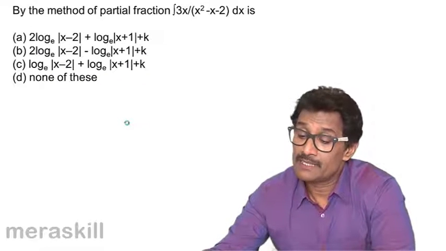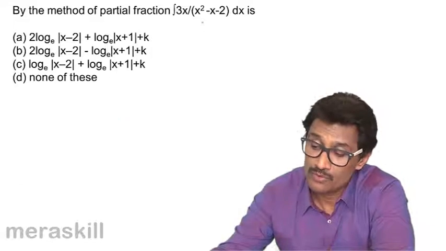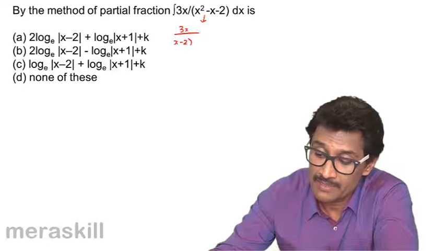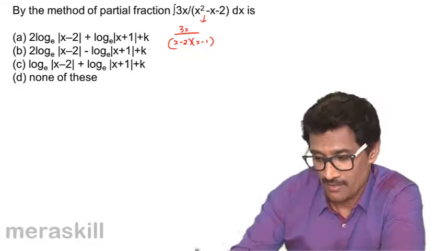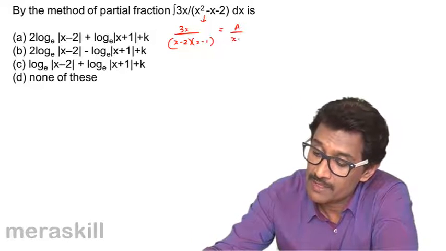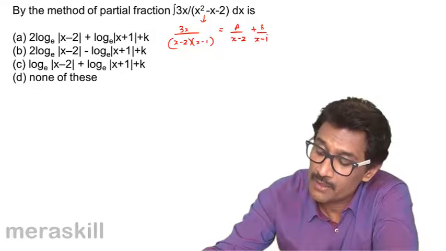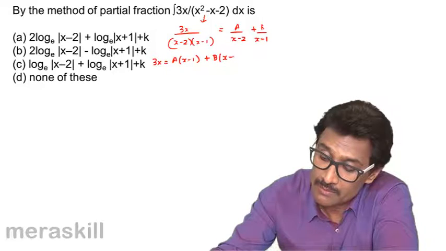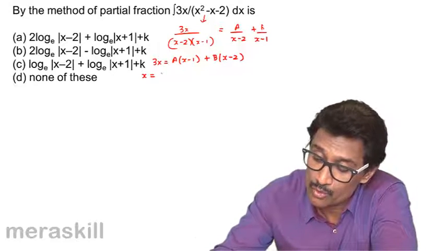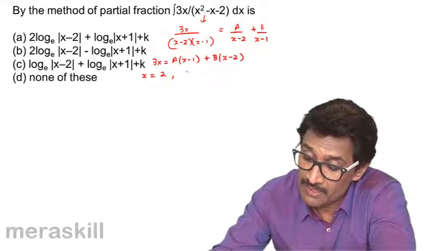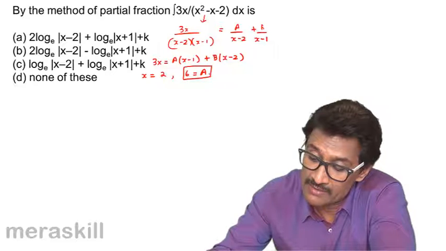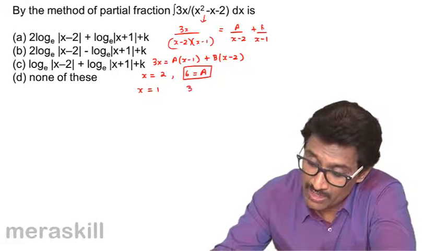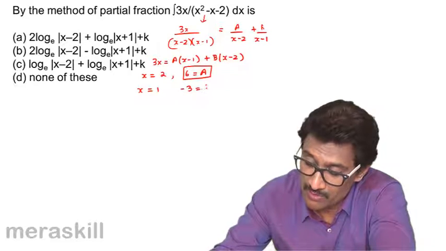Now we have another example by the method of partial fractions. Here, if you factorize this by the quadratic formula, you end up getting this as 3x upon (x minus 2)(x minus 1). So again, this is nothing but A upon x minus 2 plus B upon x minus 1. That means 3x equals A into (x minus 1) plus B into (x minus 2). Suppose x is equal to 2, so that this part becomes 0. You'll end up getting 6 equals A. So A is 6. Suppose x is equal to 1, so that this part becomes 0. You'll end up getting 3 equals minus B. So B is equal to minus 3.